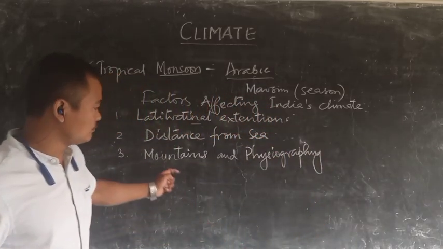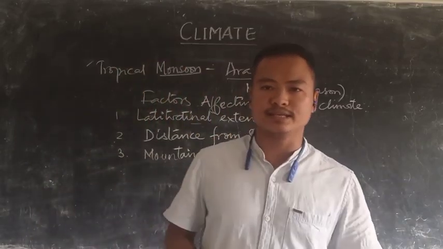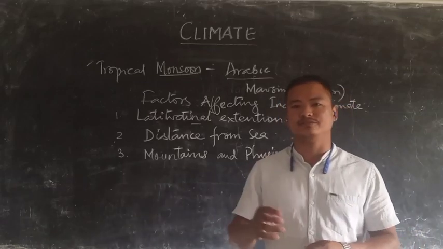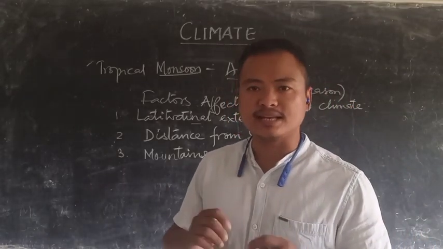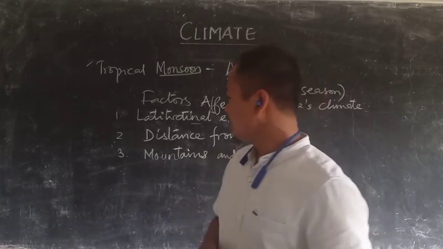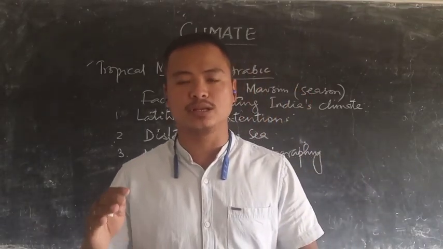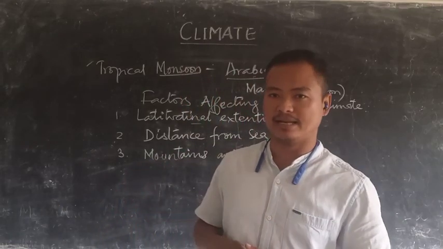When we talk about the mountain system in India, we get to see the northern part of the country is bordered by the mighty Himalayas, and this Himalayas plays a very important role. Its significance lies in obstructing the rain-bearing wind that blows during the summer season from the Arabian Sea and Bay of Bengal towards the mainland India.